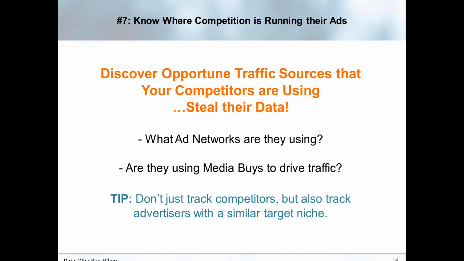So what ad networks are they using? Are they using direct media buys to drive traffic? Don't just track what they're doing, but track similar advertisers in a specific niche. So let's say that I am a luxury car brand. I can track all the different car brands and see what they're doing, and through that find a list of sites that I might want to try advertising on or ad networks I might want to buy through.